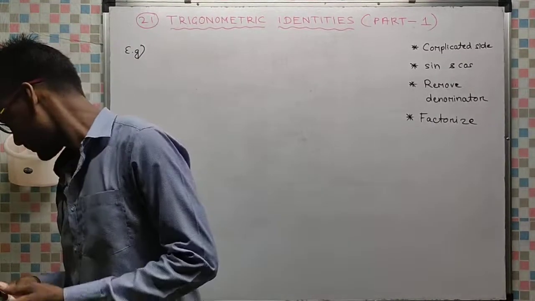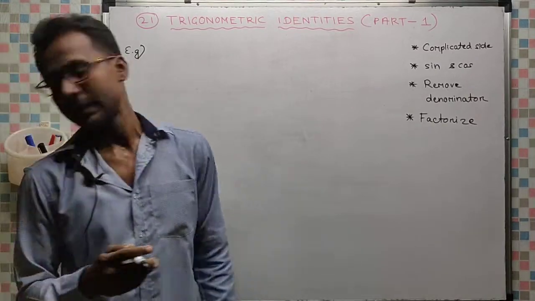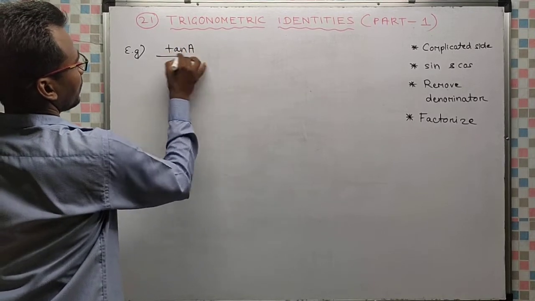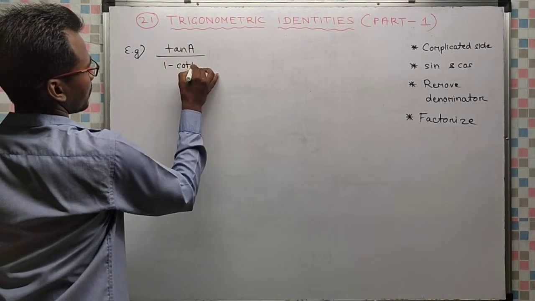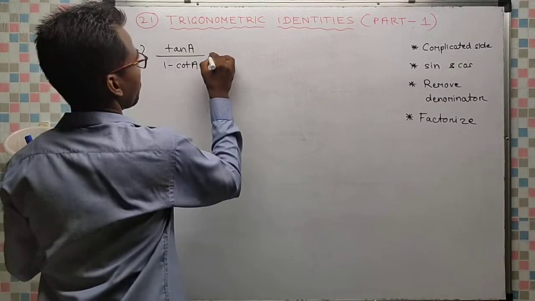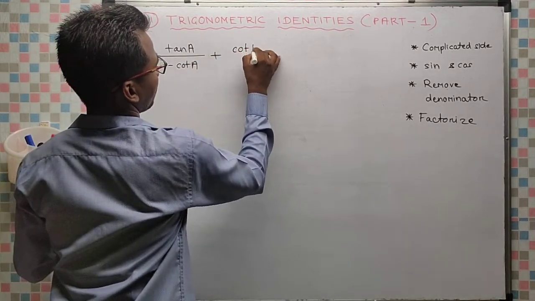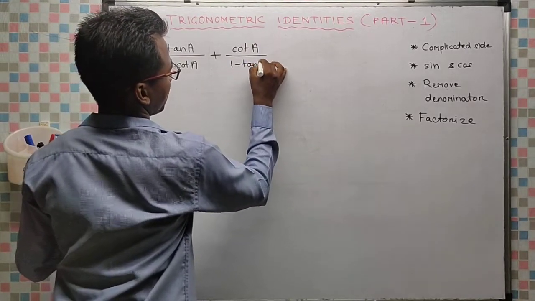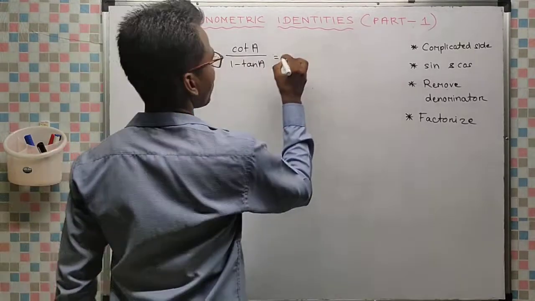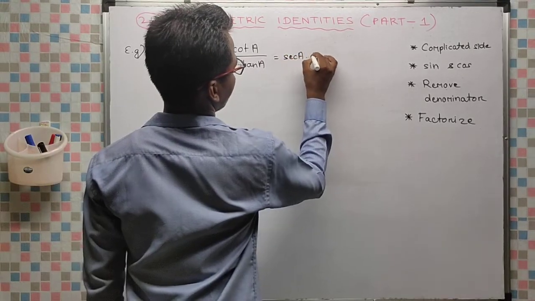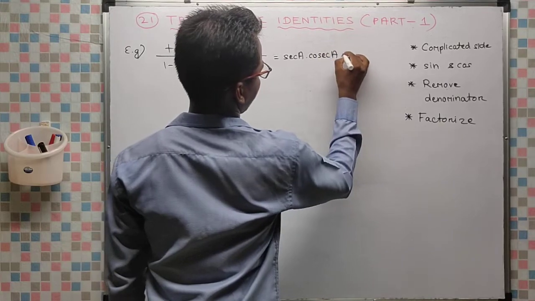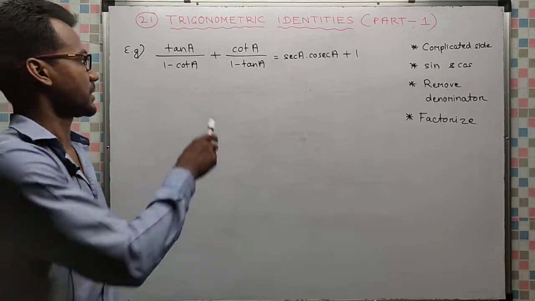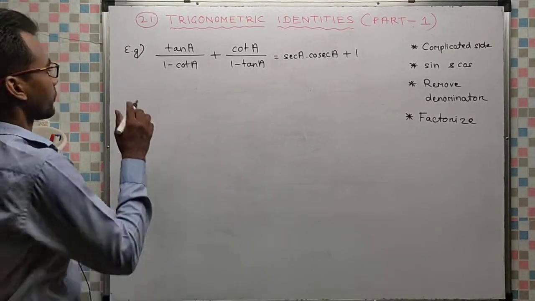Next example, we have to prove that tan A by (1 minus cot A) plus cot A by (1 minus tan A) is equal to sec A into (cosec A plus 1). Which side is more complicated? Obviously the left hand side. So let us start from the LHS.